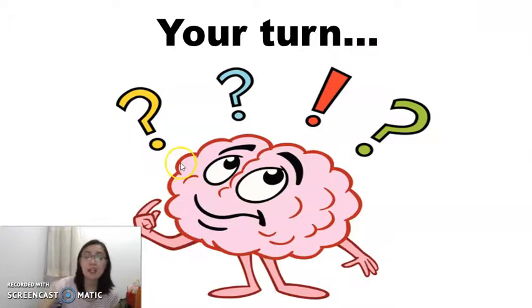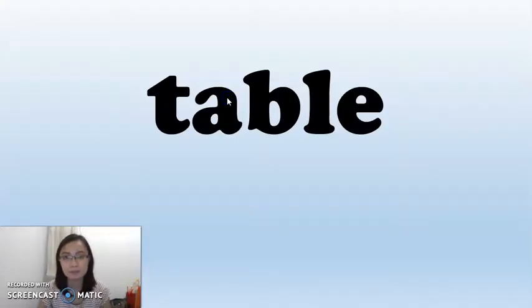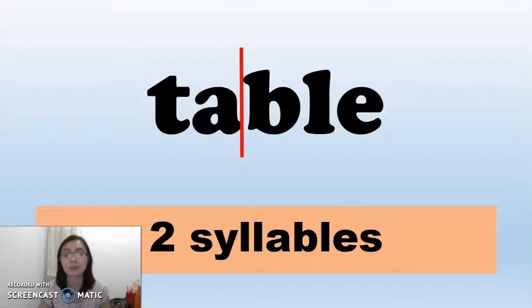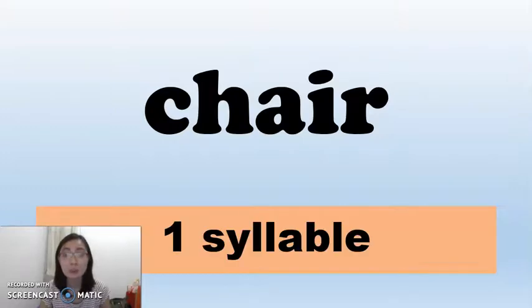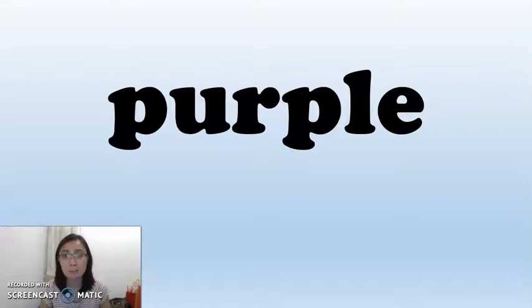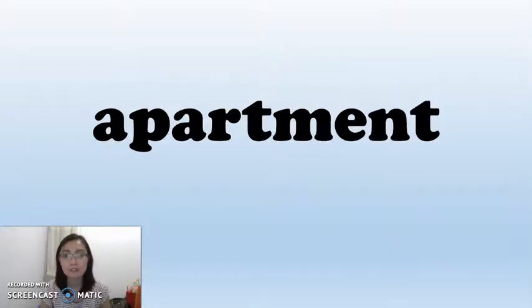Now it's your turn. I want you to do it and tell me the number of syllables for each word. Table. It has 2 syllables. Next, chair. It has only 1 syllable. You don't say it as two syllables. So it's chair, 1 syllable only. Purple. It's 2 syllables: pur and ple.